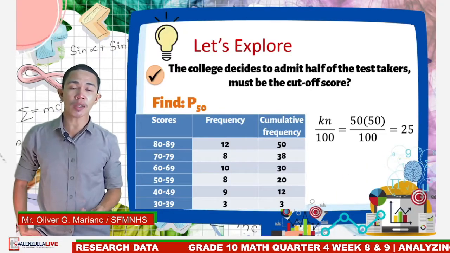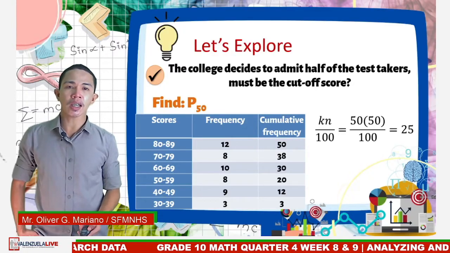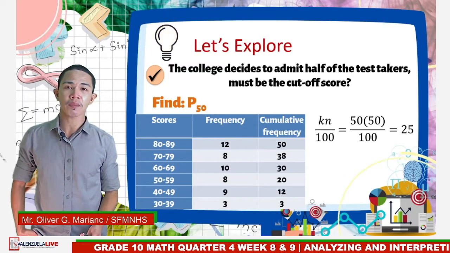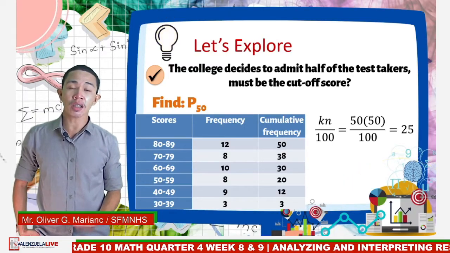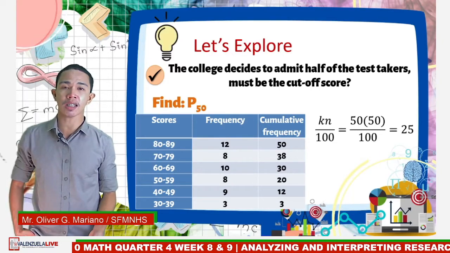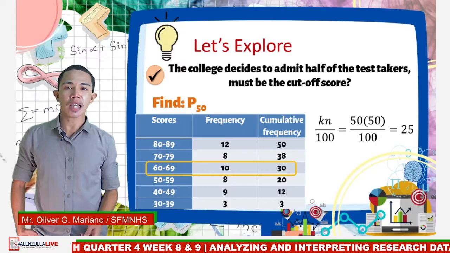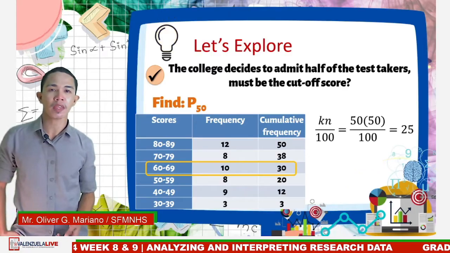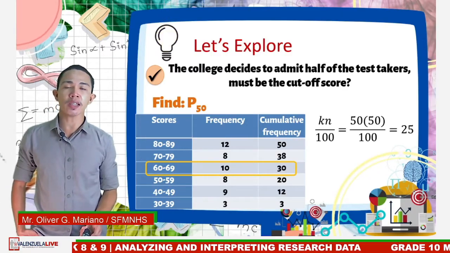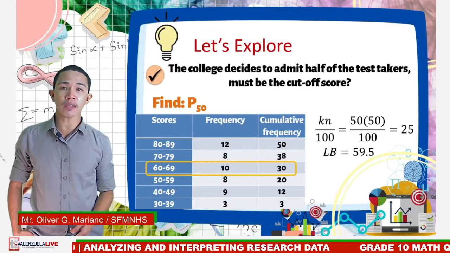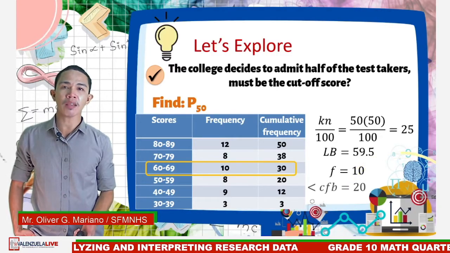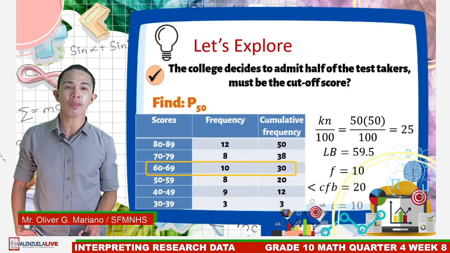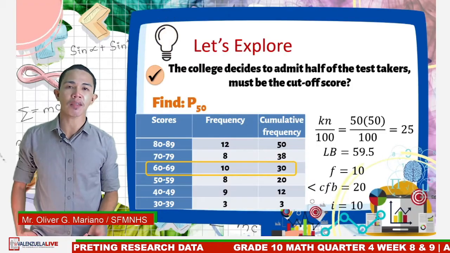Now, looking at the cumulative frequency, the nearest value to 25 that's greater than 25 is 30. And that is on the class 60 to 69. Meaning to say, the class 60 to 69 contains the 50th percentile. From this, we can also identify that the lower boundary is 59.5, the frequency is 10, the less than cumulative frequency before this class is 20, and class size is 10.